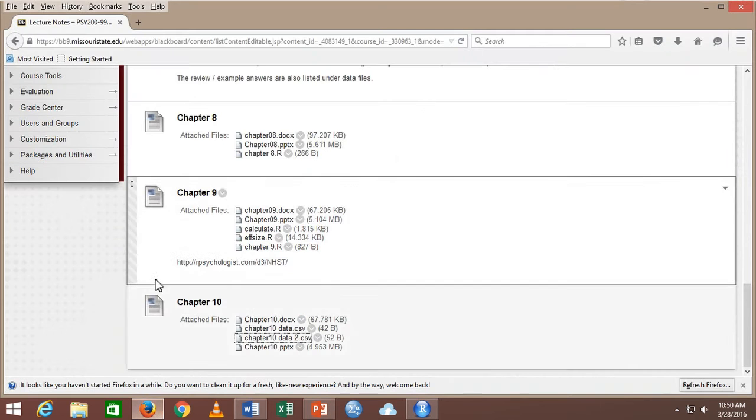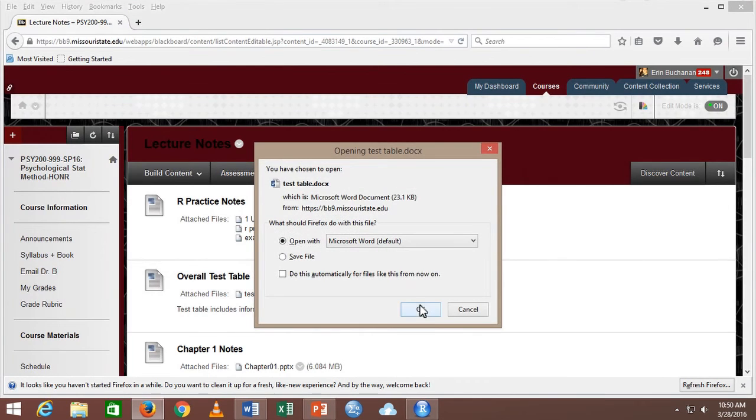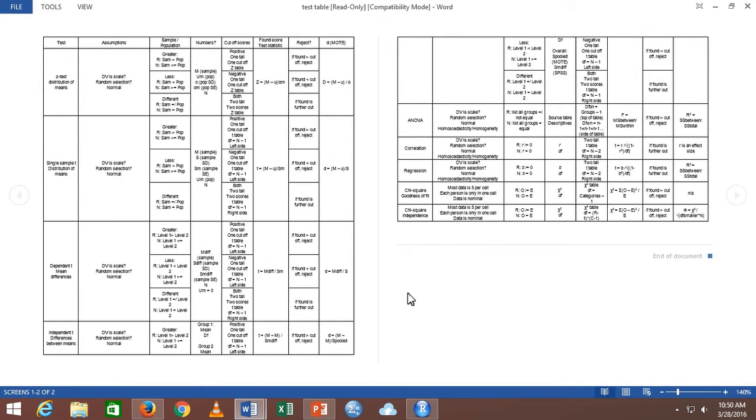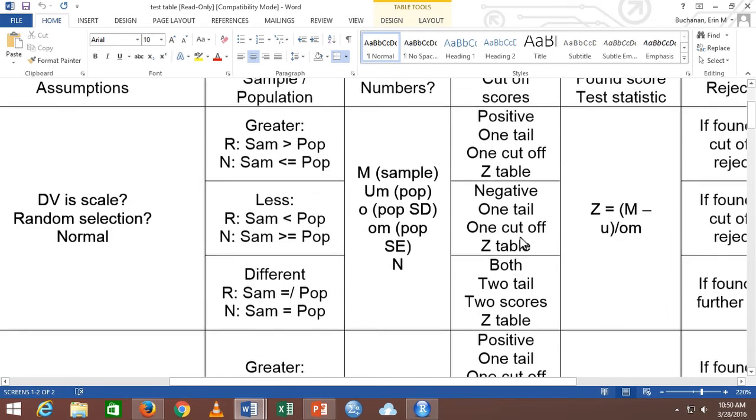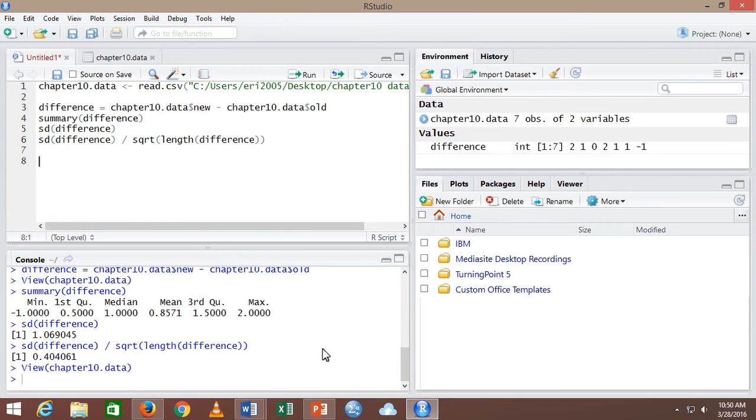So I might tell you, when you're studying for this exam, this test table is really great. That looks crazy. What you might do is maybe change out some of this. This isn't helping you to include those little pieces, like which one you use. Okay, so where are we at?